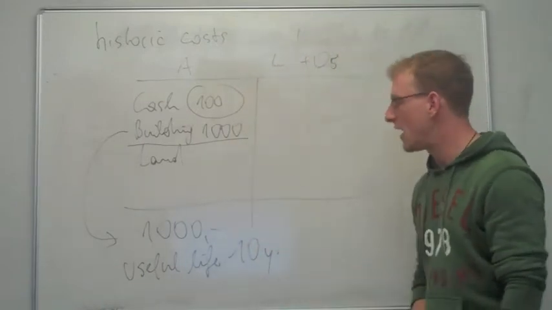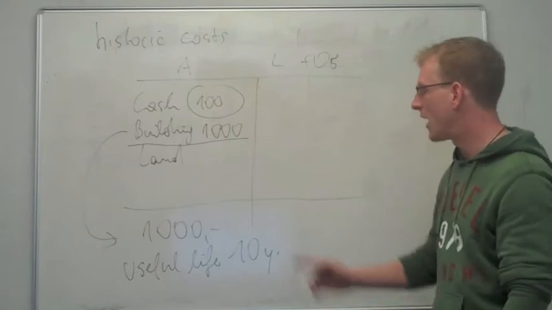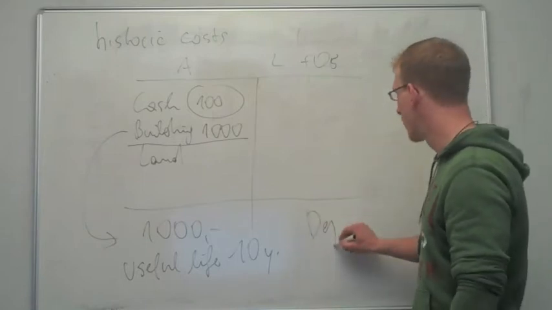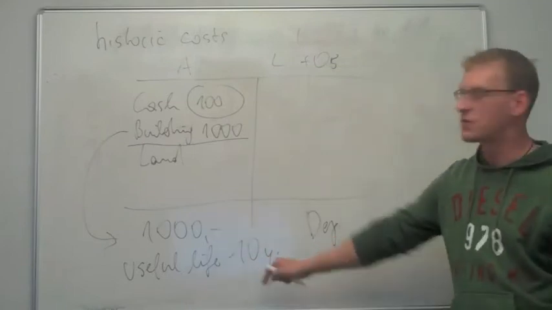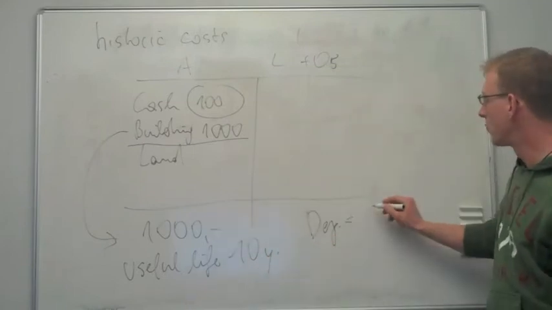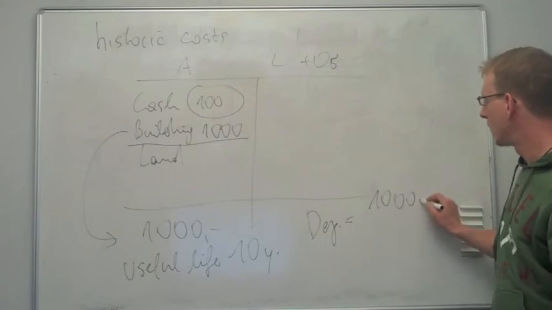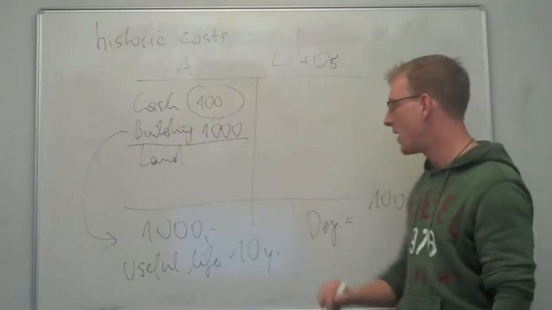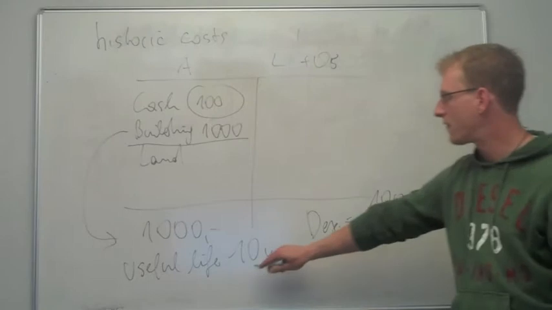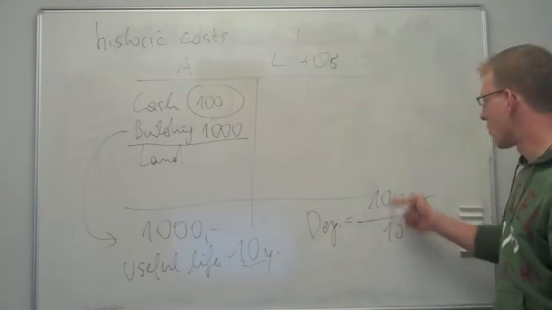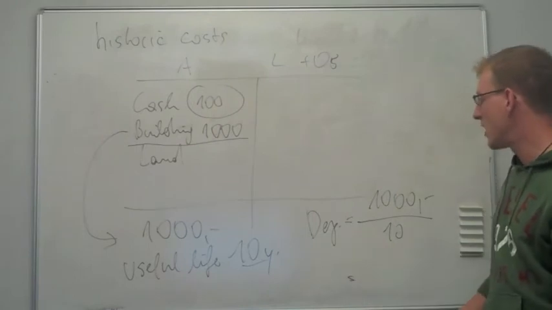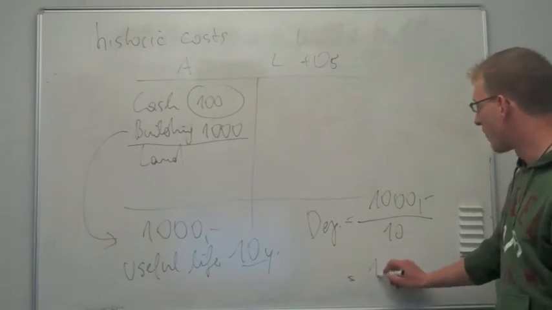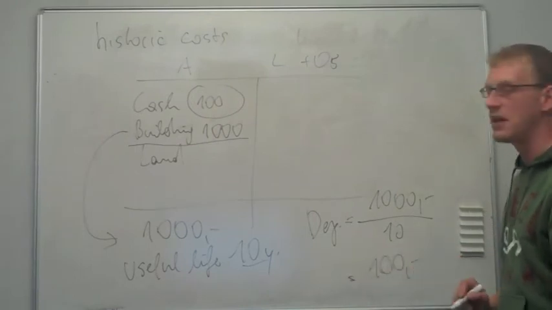What is the loss in value every year then? It's very simple to calculate. The depreciation would be the purchase price divided by the useful life. So in my example it would be 1,000, that is the price I originally paid, divided by the useful life of 10 years. So 1,000 divided by 10 equals a depreciation expense of 100 every year.